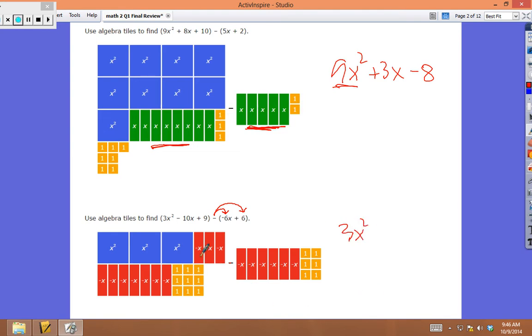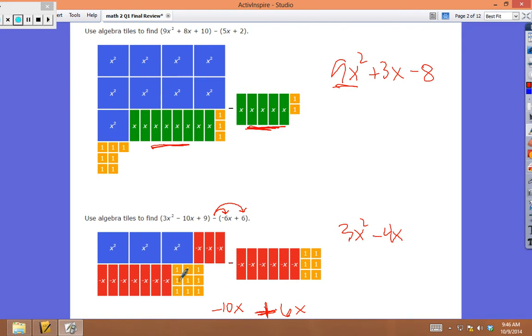And now the rectangles over here, you have a negative 10x, and you're going to subtract a negative 6x. So that is changing those to positives. And positives and negatives cancel out. So 10 negatives and 6 positives. I have more negatives. I have 4 more negatives. So I'm going to have left over 4 negatives.